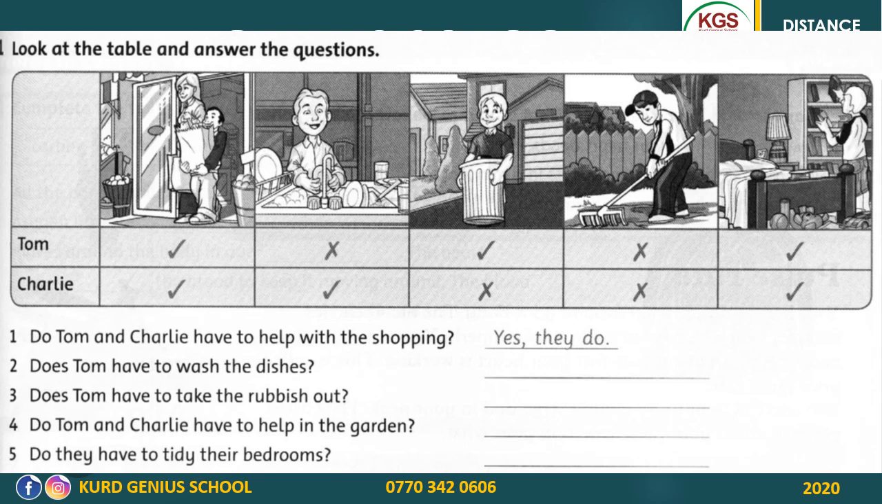Number 5 says, do they have to tidy their bedrooms? So you see 2 ticks on the last picture. So both of them have to tidy their bedrooms. The answer to that is yes, they do. And by the way, guys, this has a lot to do with the grammar point, which is tail questions or question tags or tag questions. They're all the same.